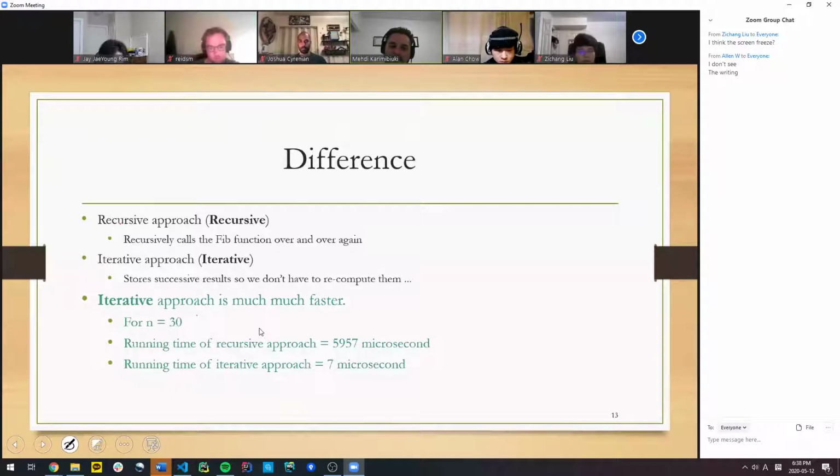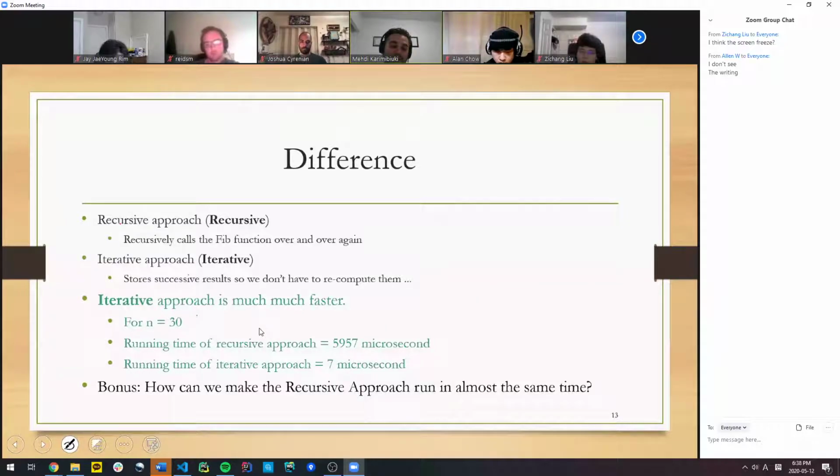I used to do this a long time ago. In terms of running time, if you do recursive, it takes 5 seconds. And it appears that if you do the same with the iterative approach, it takes only 7 microseconds, okay, on some arbitrary machine that you have, right? And then there's a bonus question: how can we make the recursive approach run in almost the same time? Does anyone have any answers to that? Like, how can we make the recursive call fast, closer to the iterative approach?